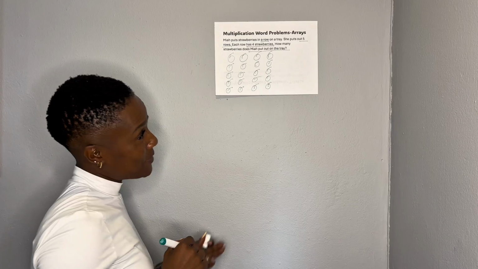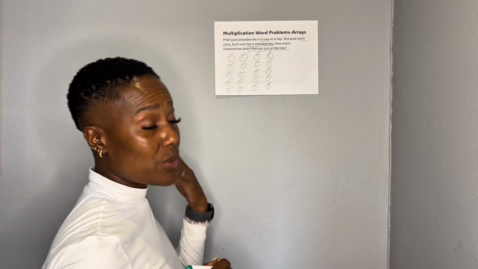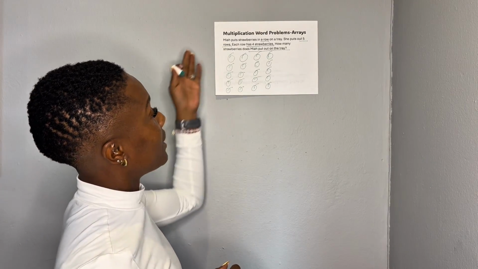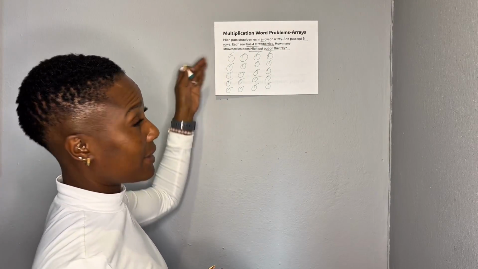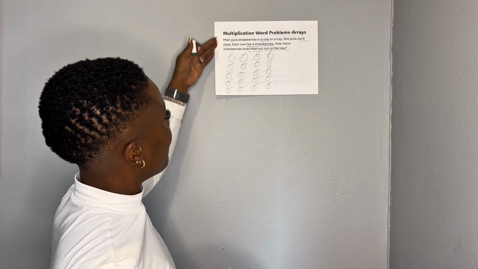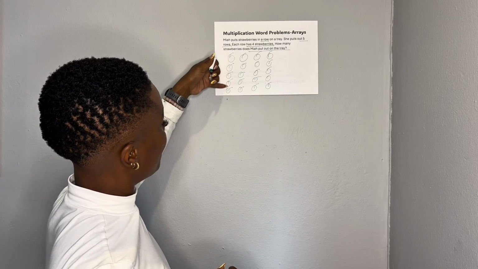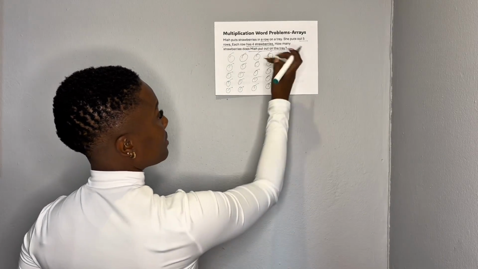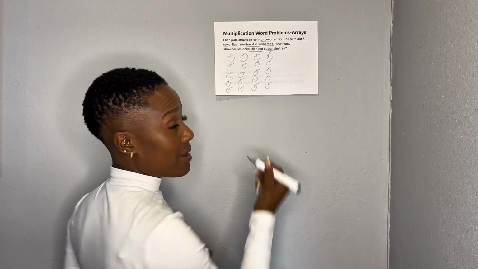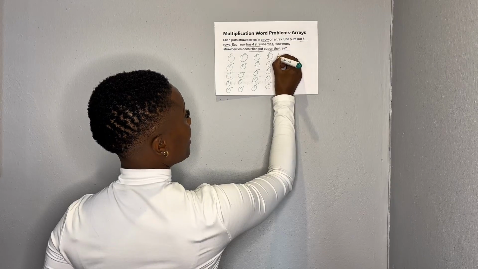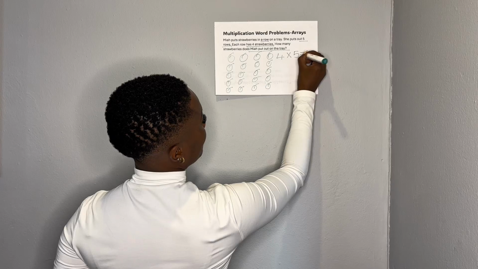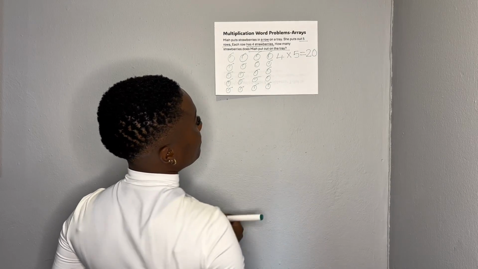Now, you can allow your learners or your child to skip count in 4s or in 5s. I think 4s is easier because there are 5 rows. There's 1, 2, 3, 4, 5 rows. Let's count: 4, 8, 12, 16, 20. Therefore, our number sentence will be 4 times 5 equals 20.